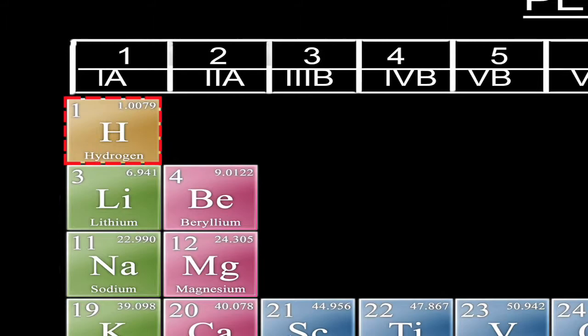So a lot of students like to say, well, isn't this area metals? And that is true. But you have to remember that hydrogen is an exception. It's only here because it's the first element. You have to remember that hydrogen is a nonmetal. It's a gas typically. So hydrogen is a nonmetal. Don't be confused by that.